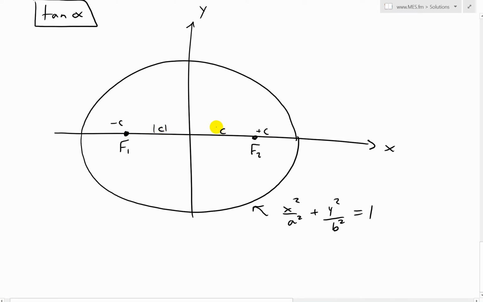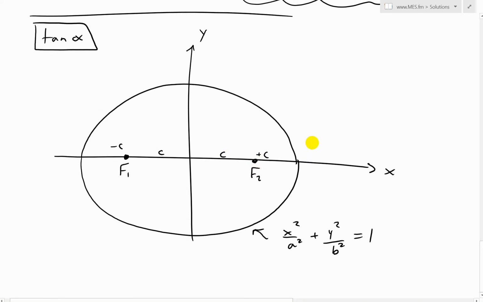Let's put absolute value like that. Or actually, I'll remove those absolute values, because I'll just assume c is positive as always. So anyways, now let's say we have a point here, and this point is P, and again this is right here. I'll write this as x1, and then this has a y value there, y1.